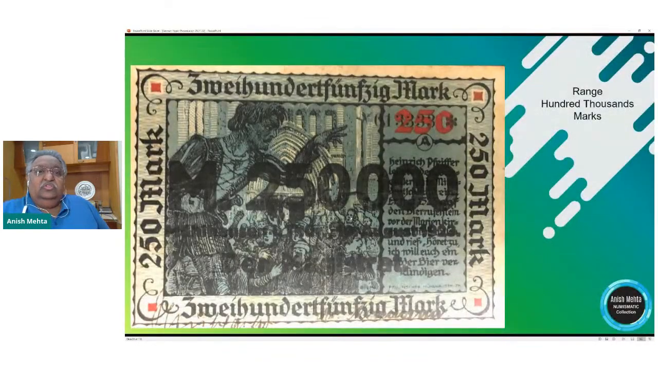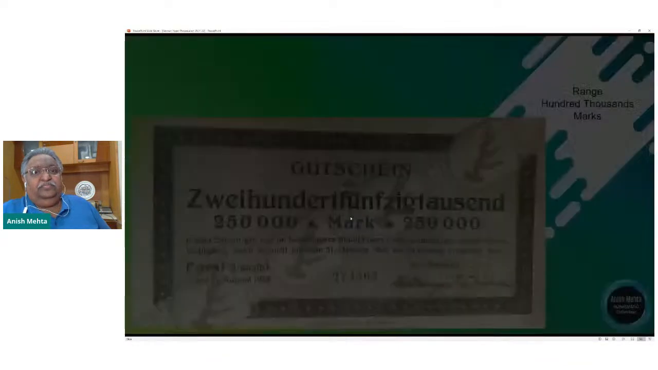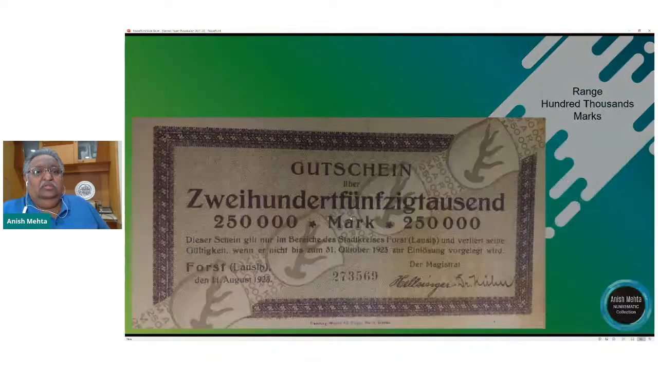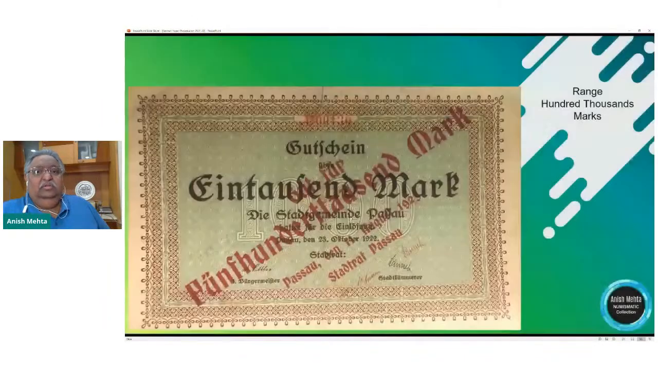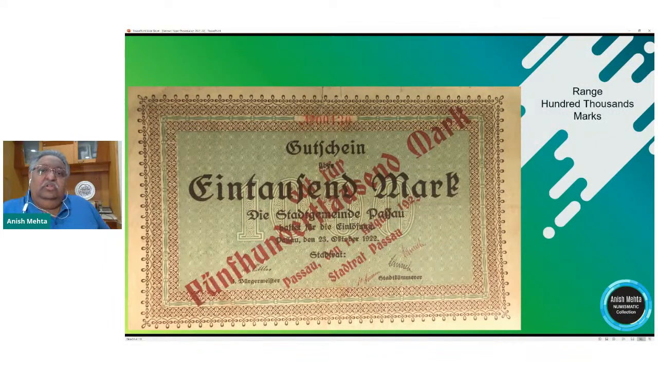200,000 marks. This is 250,000 marks, which is an overprint on a 250 mark banknote. Because of the hyperinflation, they didn't have enough time to print new banknotes. So they used the old banknotes and overprinted them, upgrading that to 250,000 marks. Another 250,000 marks. This is 300,000 marks, 500,000, another 500,000. This is on a 1,000 Deutschmark banknote, overprinted to 500,000 marks.